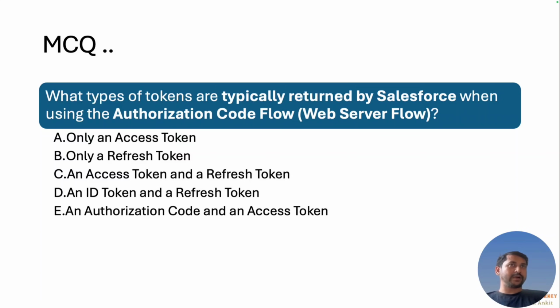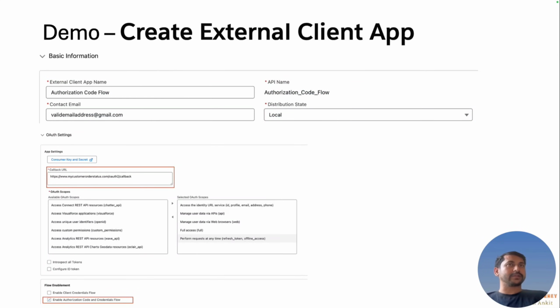Again, I want to iterate here. I am talking about the tokens, so don't get confused with the code. What kind of tokens are typically written by Salesforce when you are using this kind of flow? Now we'll move to the demo part. We will try to understand how you should go and design this flow.